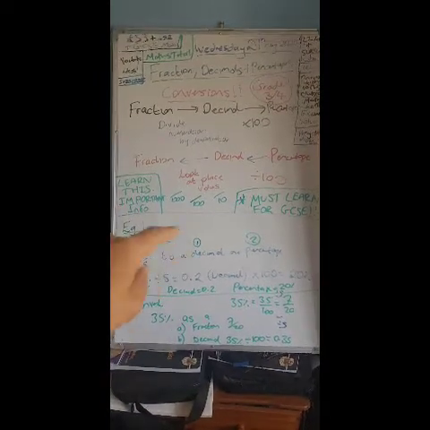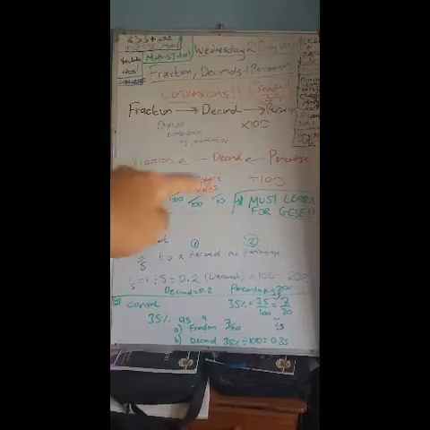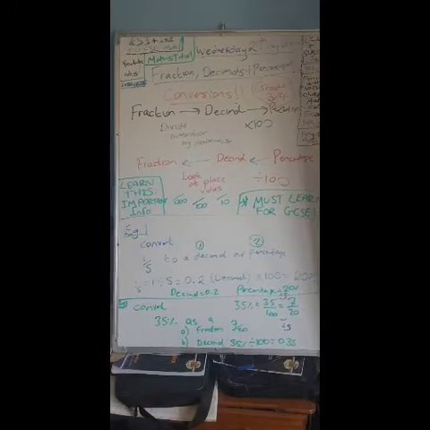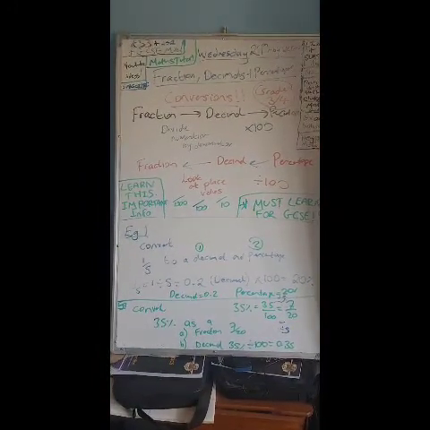Okay, so I get 0.2, which is my decimal. Decimal to a percentage, I times by 100. So times by 100, put the percentage sign, the answer is 20%. So that is how I would do that one, guys. I hope that makes sense so far.